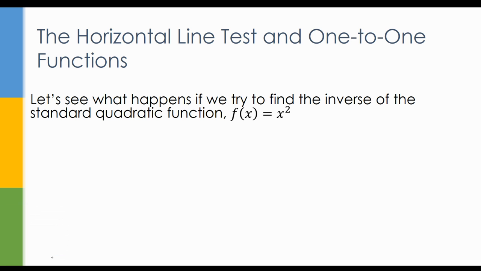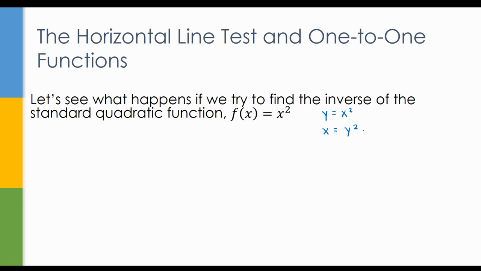So let's talk about the horizontal line test and one-to-one functions. Let's see what happens if we try to find the inverse of a standard quadratic function f of x equals x squared. Remember, we would switch the x and the y around. First we'd have y equals x squared. We'd switch the x and the y around, so that would give us x equals y squared.